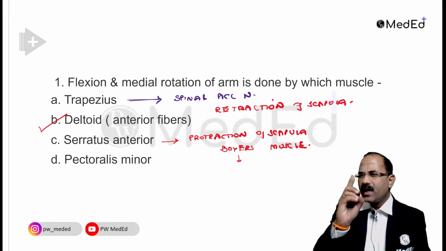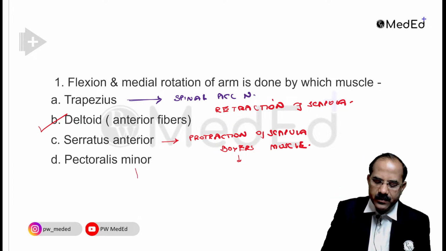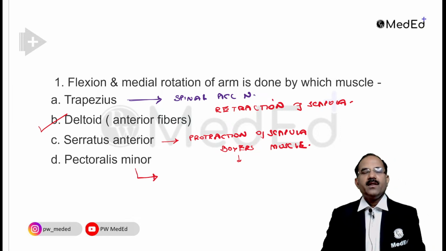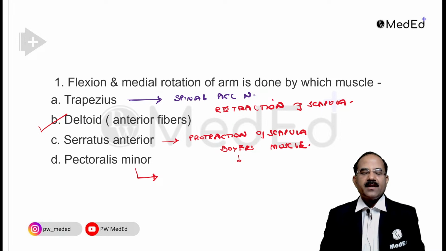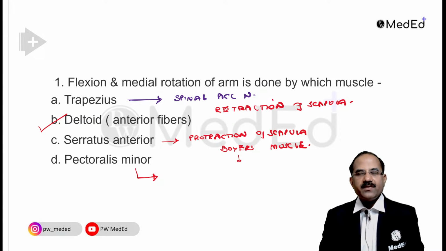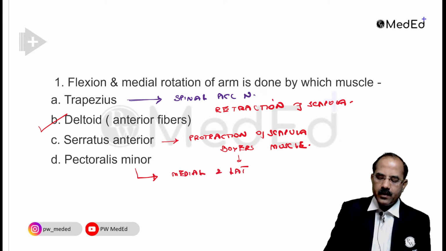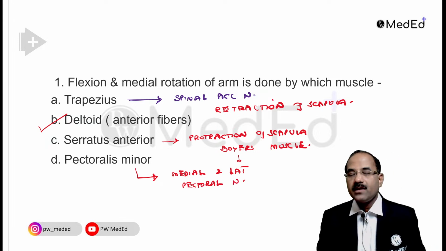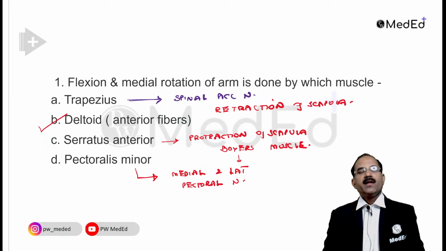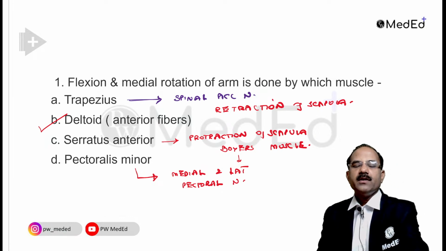Perfect. Can anyone tell me what is the nerve supply of pectoralis minor? Nerve supply of pectoralis minor. Any guesses, students? What is the nerve supply of pectoralis minor? It's the medial and lateral pectoral nerves. Medial and lateral pectoral nerve. That's the nerve supply of pectoralis minor, the medial and lateral pectoral nerves.